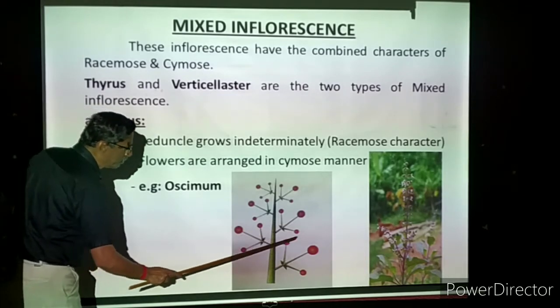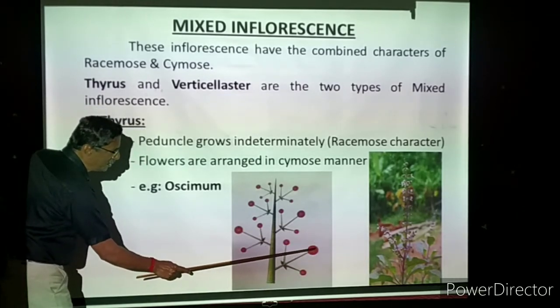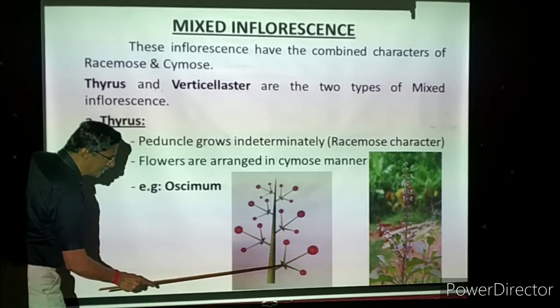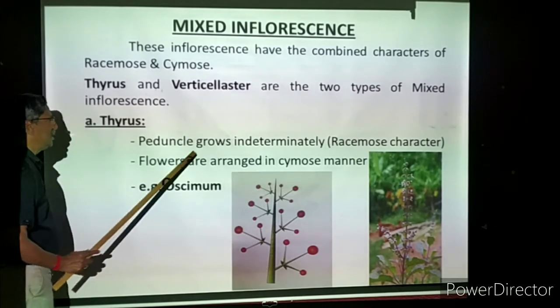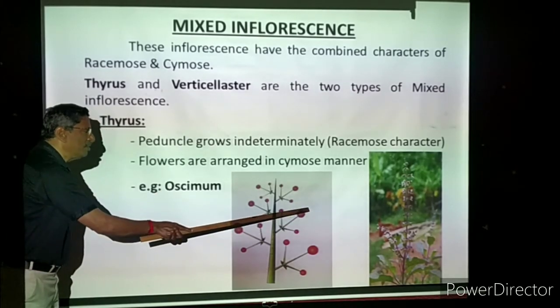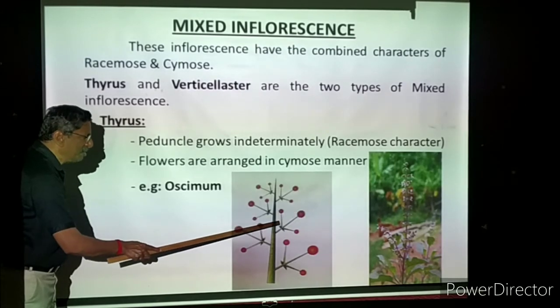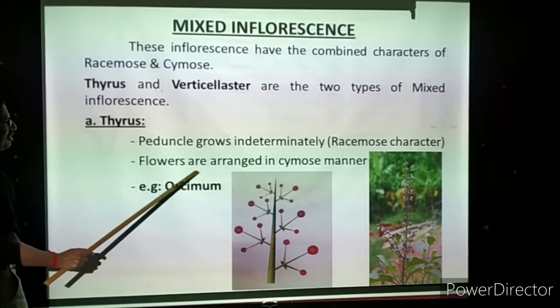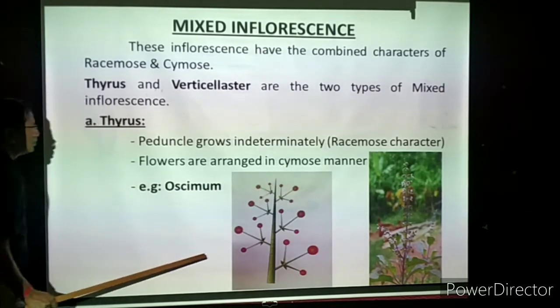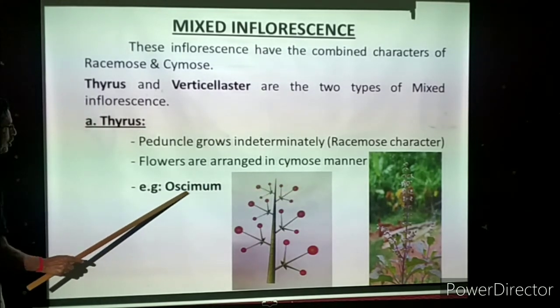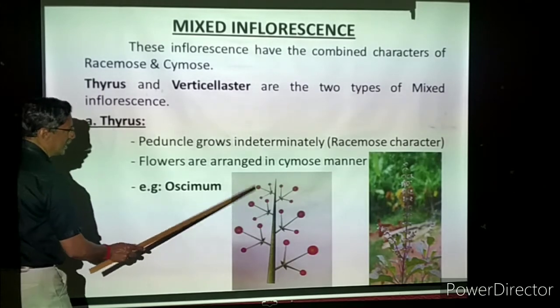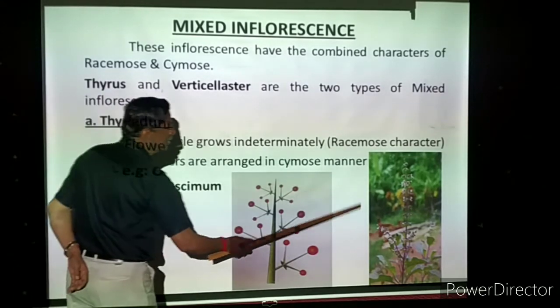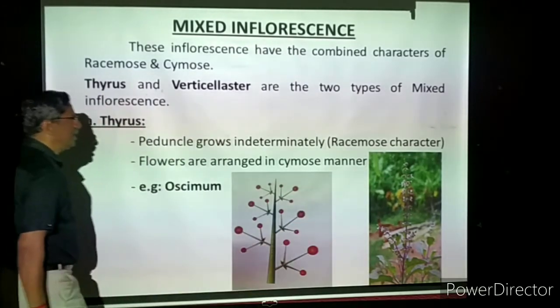Now if you take one branch, this is the old flower, and the young flowers are near the base. Every branch is like that. So this character, that old flowers are near the tip and young flowers are near the base, is a character of cymose. So the flowers are arranged in cymose manner. Example, Ocimum. Now this is the diagrammatic representation. Here the actual diagram is given.